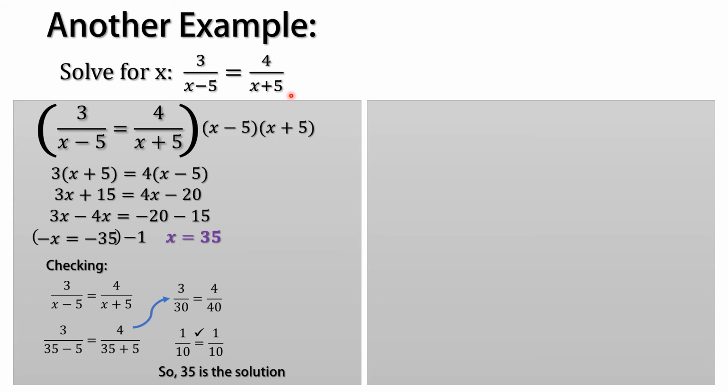And now, I have here another method. Aside from multiplying the LCD on the whole equation, we can also do cross multiplication, just like this. We multiply x minus 5 times 4 and x plus 5 times 3. So you have 3 times quantity x plus 5 equals 4 times quantity x minus 5. And then after that, we have to distribute. As you can see, they have the same process.